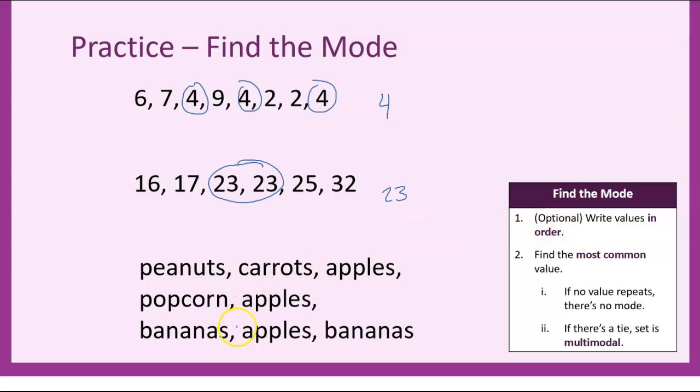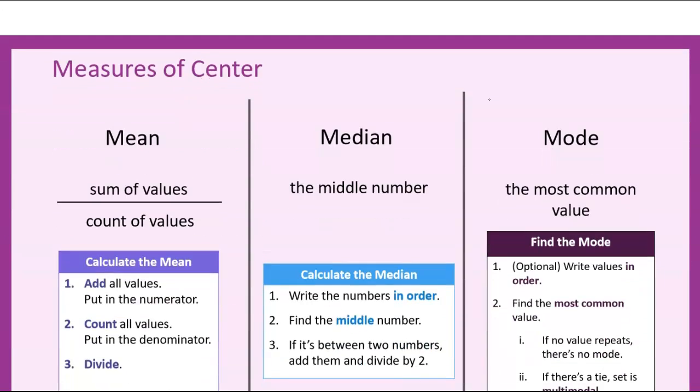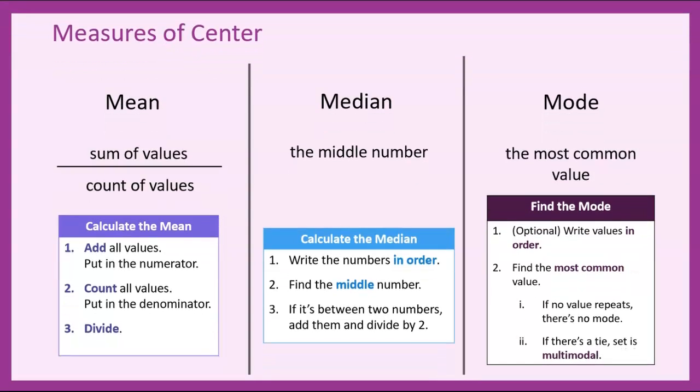How about this last one? We've got some non-numeric data down here, maybe choices of snacks. Which one do you see most common? Apples comes up 3 times, so that is the mode in this particular case. So that covers everything on mode. Let's just do a quick summary here. This is a great one to take a picture of for your notes. A summary of mean, median, and mode.